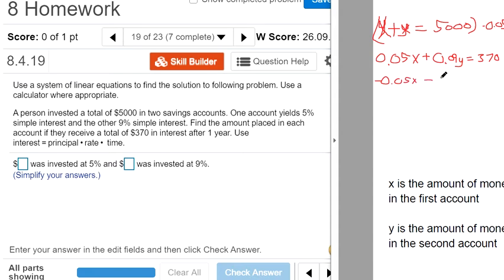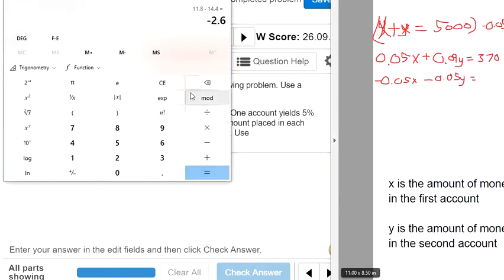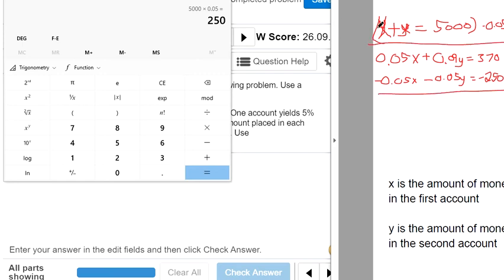And this is going to become a subtract now. 0.05y equals negative 0.05 times 5,000. That's negative 250. I dropped the negative when I typed it in. Okay, and now the two equations are set up for the addition method. If you add them together, you get 0.04y equals 370 plus negative 250, which makes 120.